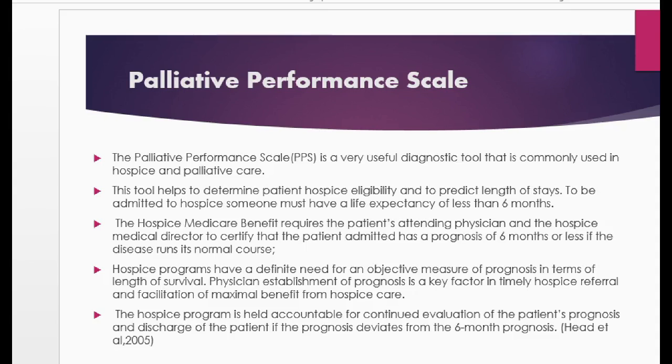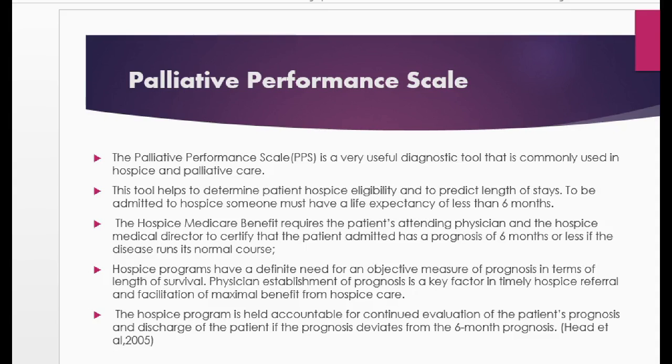To be admitted to hospice, someone must have a life expectancy of less than 6 months. The hospice Medicare benefit requires the patient's attending physician and the hospice medical director to certify that the patient admitted has a prognosis of 6 months or less if the disease runs its normal course.